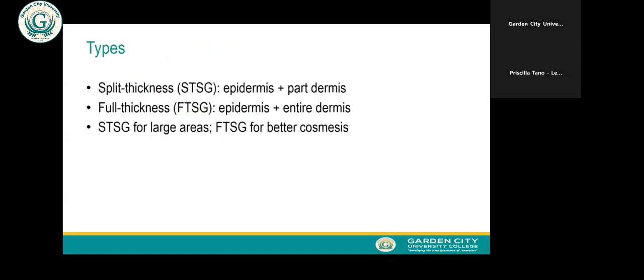And then we have types. I'm sure we've all heard of split thickness or partial skin grafting, and then the full thickness grafting. For the split thickness, we have the thin, the thick, or the intermediate. It can be cut at various thicknesses, right? It's commonly used to cover large wounds or defects where a full graft or a skin flap won't be so practical.